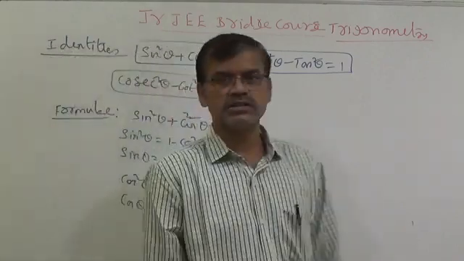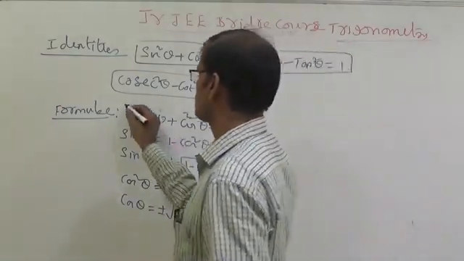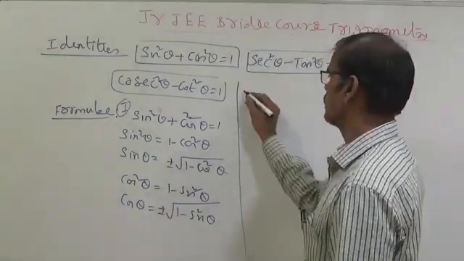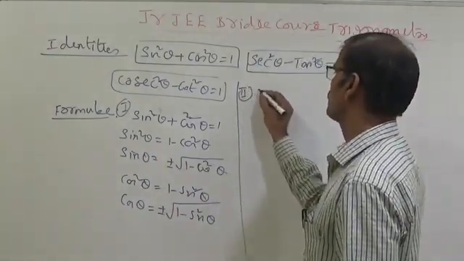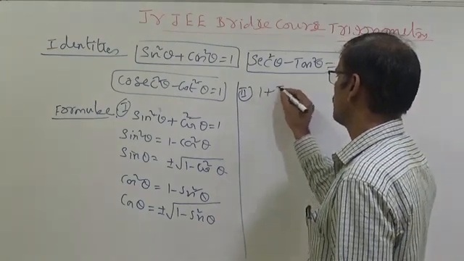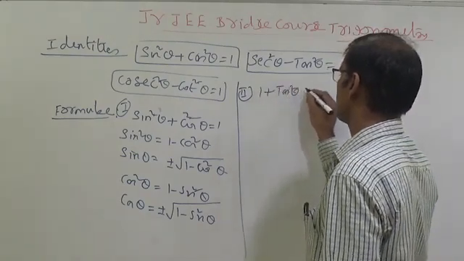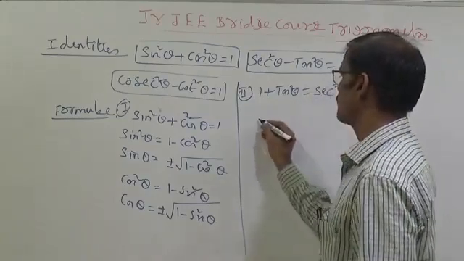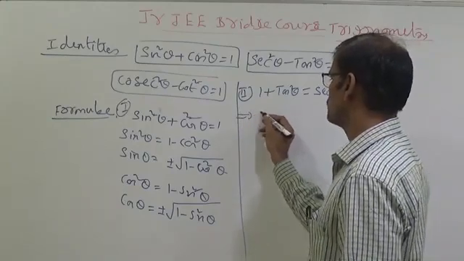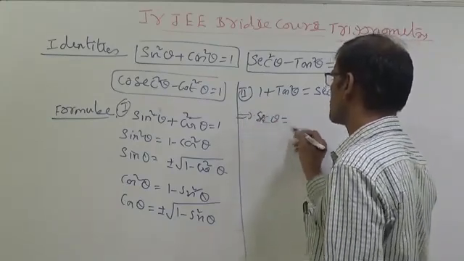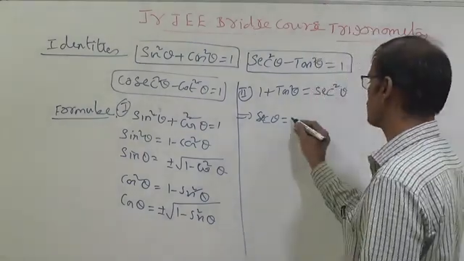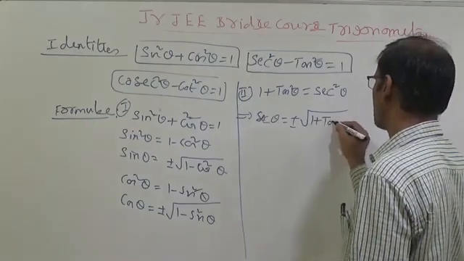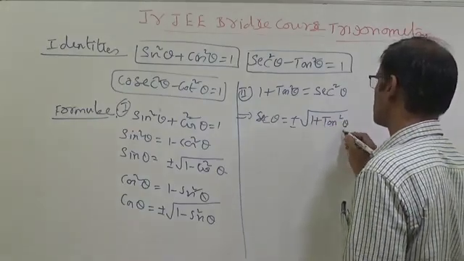Next one depends upon 1 plus tan square theta. This is Roman number 1 formulae: sin square theta plus cos square theta equal to 1 concept. Next, the second formula: 1 plus tan square theta is equal to secant square theta. So if you need secant theta, secant square theta is equal to 1 plus tan square theta. If you need secant theta, you can put plus or minus root of 1 plus tan square theta.